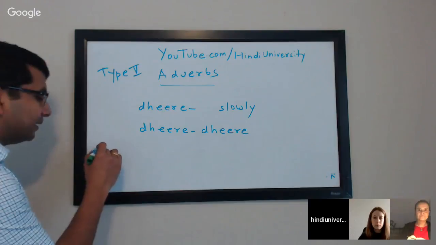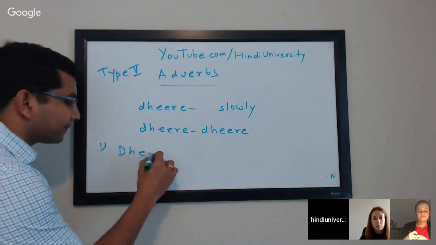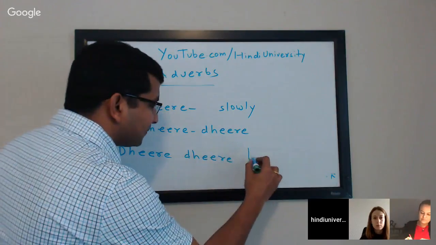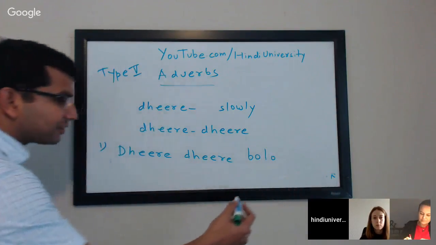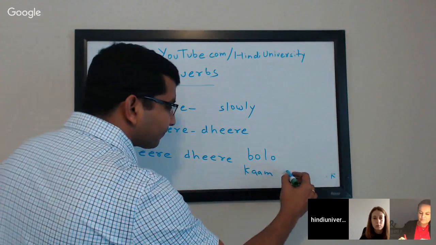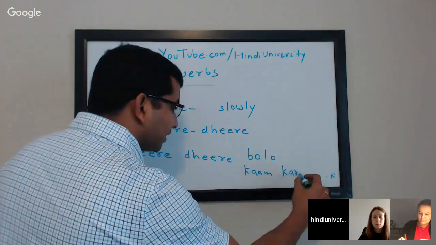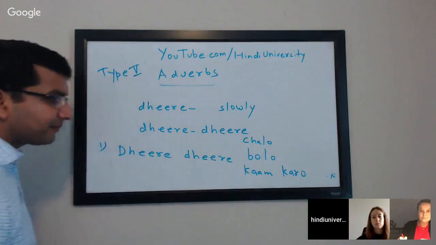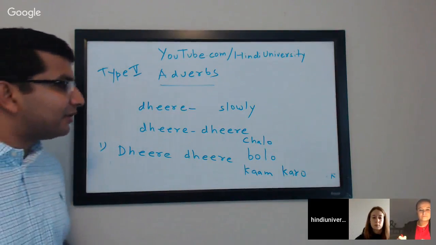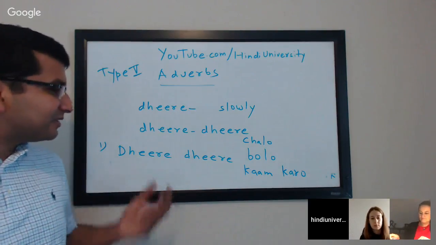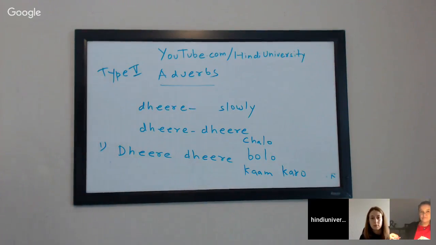Example would be, as I said, dheere dheere bolo, or speak slowly. Let's say if you are giving any directions to anyone, or you can say dheere dheere kaam karo, work slowly. Or you can also say dheere dheere chalo. For example, kids always have the habit of running ahead of you or in any different direction. So you can use that dheere dheere chalo, like walk slowly. Okay.